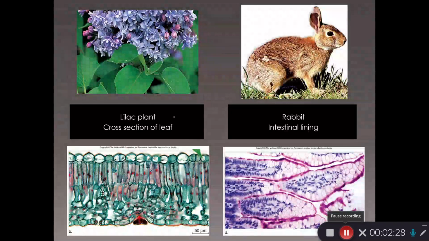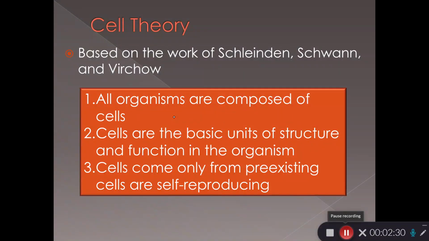Okay, so let's go into the cell theory. This is 3 things based on who said it. Schleiden, Schwann, and Virchow said three things about cells. All organisms are composed of cells. So every living thing is composed of cells. Cells are the basic unit of structure and function. And so all living things are made up of cells.